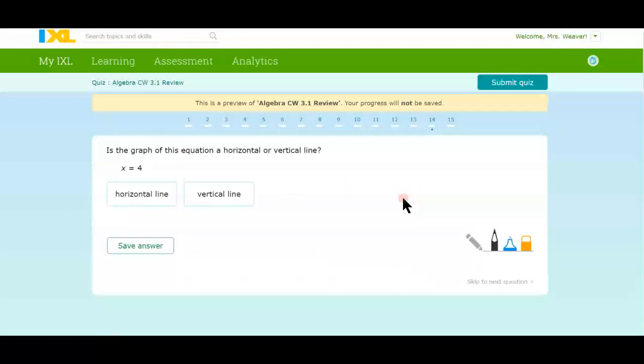Is this graph the equation of a horizontal or vertical line? So we could try graphing this and see. This is x equals 4. Well, what would be some places where x would equal 4? Here's a spot with a value of 4, 0, and here's maybe a spot with 4, 3, and maybe here's a spot with 4, -1.